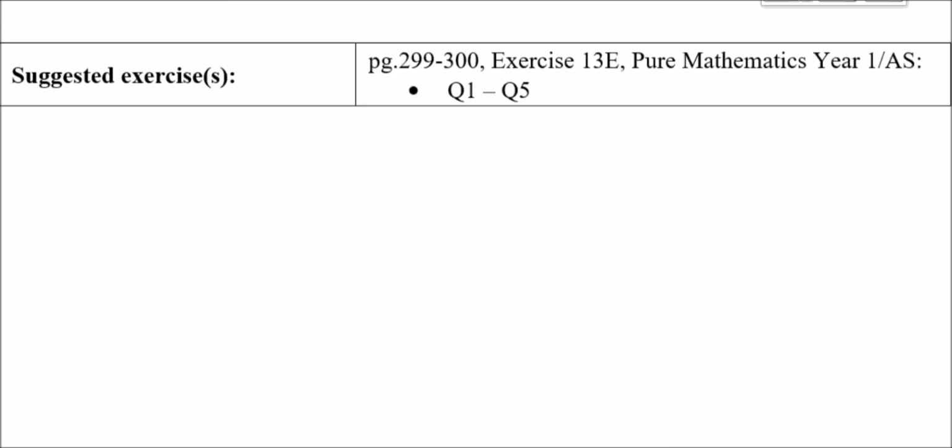If you could have a go for me, please. Questions 1 through to question 5, starting on page 299, exercise 13E. Do those now as almost a warm-up. We'll have a look at the next half of the exercise next time, and as well, I'll do a bit more convincing you about the methods of this integration technique for curves.